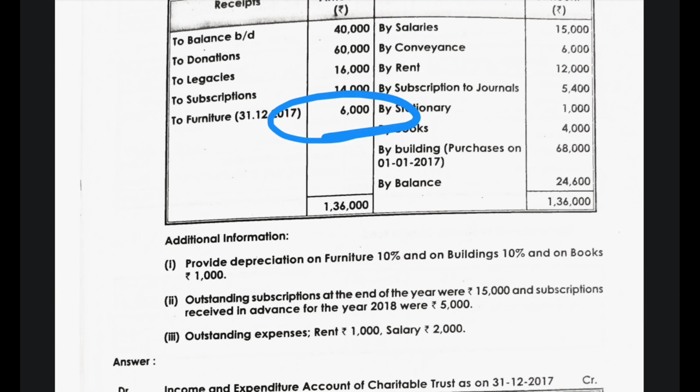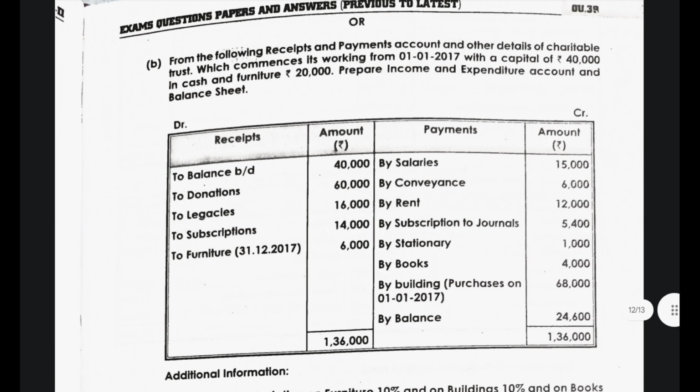So whenever closing value is given to us, we have to see that the asset is sold, we get loss or profit. That means that the furniture has been sold. So on selling of furniture we get the profit or loss, we have to find it. So how are we getting 20,000? 20,000 opening balance of furniture it has given here. See here, capital is given and furniture is given 20,000 in the question itself.